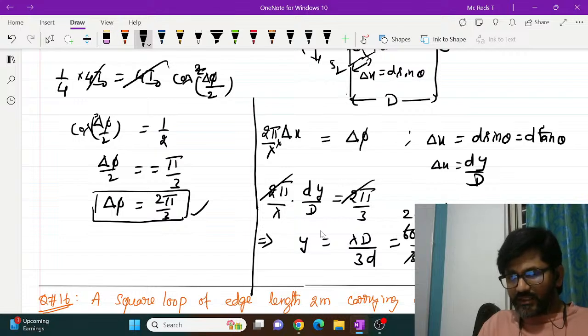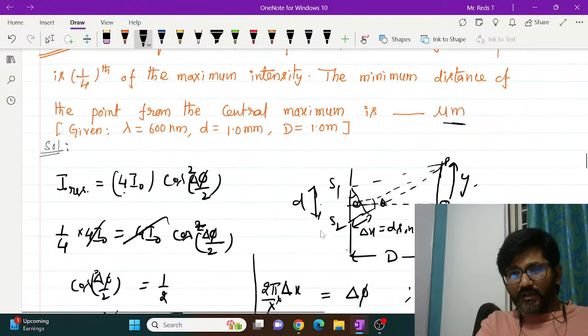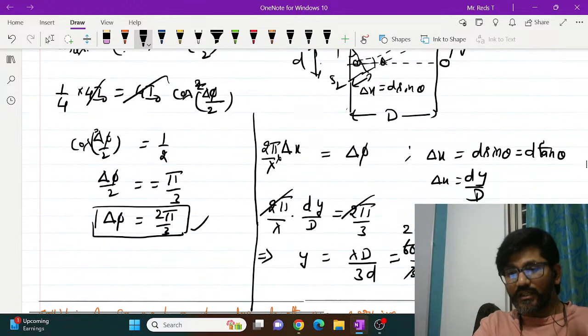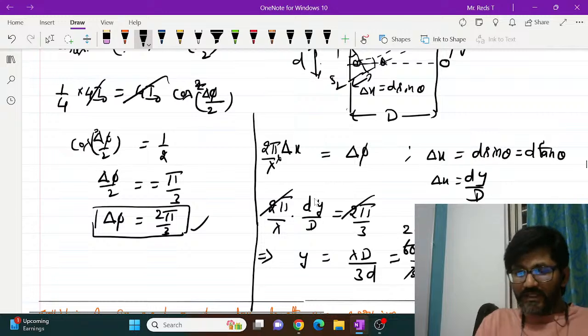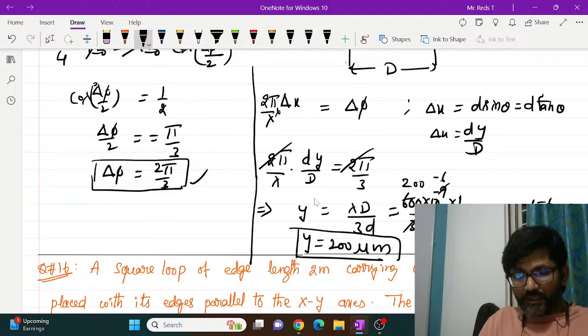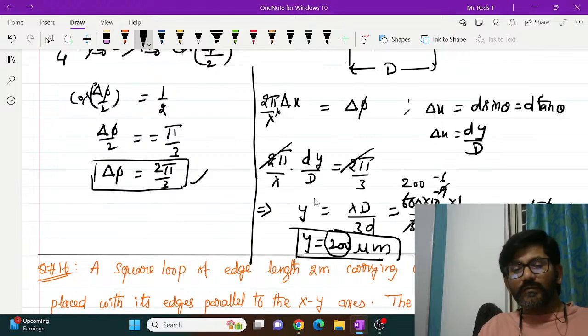Into 10 to the power minus 6 meters, which can be written as micrometers. The question asks for the minimum distance of the point from the central maximum in micrometers. So y is equal to 200 micrometer. Here your answer is this only, you have to take 200. This is an integer based question, so I take 200 as the answer. That's it. I hope it is clear for you.